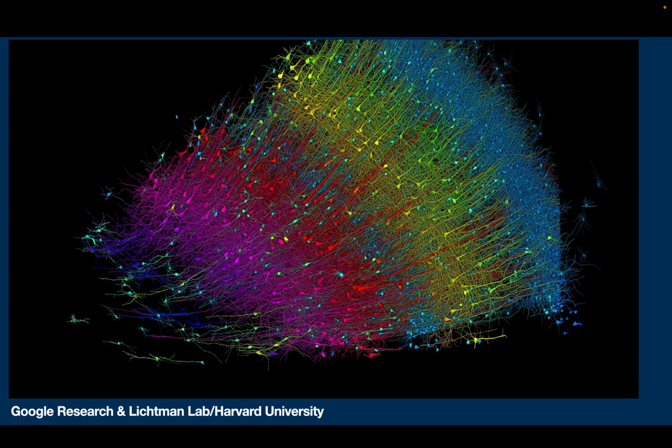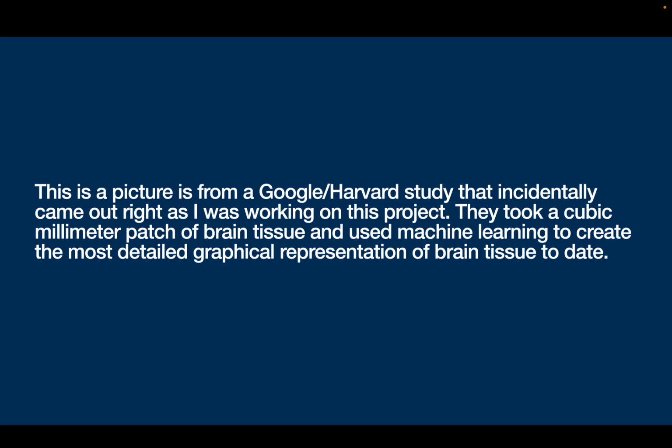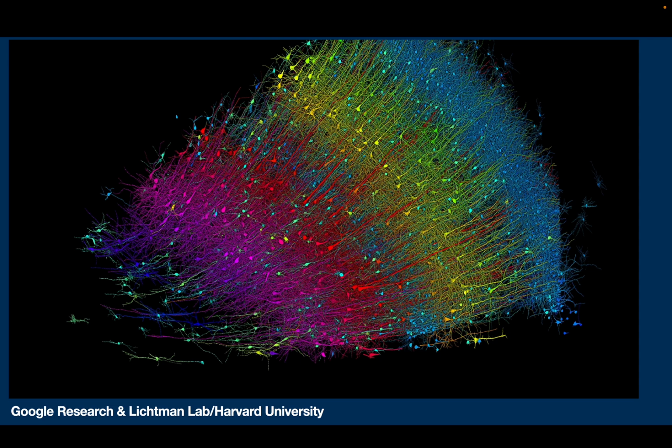Here is a photograph of a recent result that showed up in my news feed while I was working on this, and I was kind of like, wow, something's in the air. This is from the Google Harvard collaboration, where they took a cubic millimeter piece of brain tissue, and they applied machine learning techniques to create the most detailed images of brain structures to date. And I recommend looking this up because they're really astonishing. The level of detail and differentiation you can see here is kind of unparalleled.